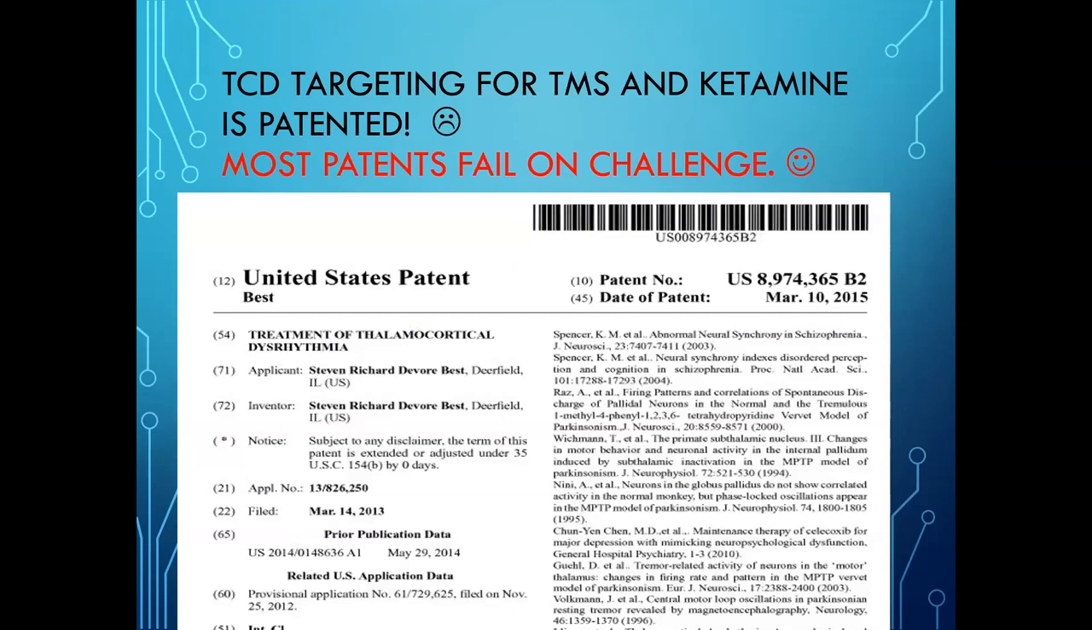Now, tDCS, thalamocortical dysrhythmia, targeting for TMS, has been patented. Now, they didn't just patent it for ketamine. They patented it for the use of TMS and any hallucinogen whatsoever. I mean, they got a whole list of them now. But what you basically see is that they patented it, but these kind of patents fail on challenge typically. In fact, 75% of all patents fail on challenge.